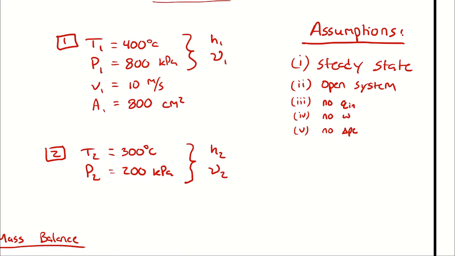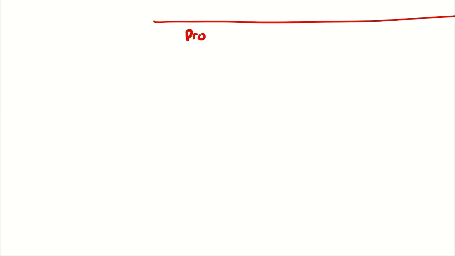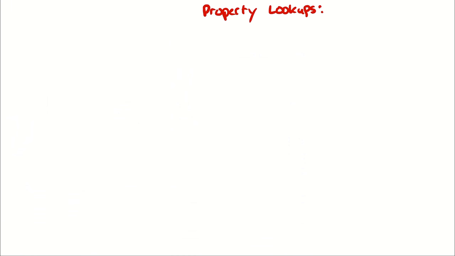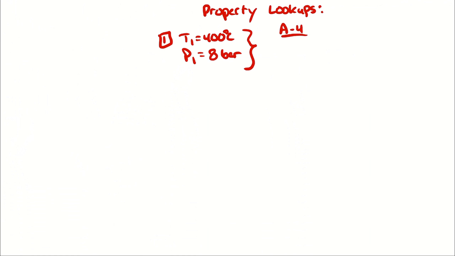So if I go back into my property lookups, I will draw that out. State 1, I'm using a temperature of 400 degrees Celsius and a pressure of 8 bar. And then from my superheated vapor tables, which are table A4, I'm interpolating between 7 bar and 10 bar.